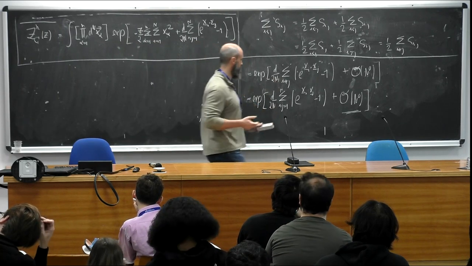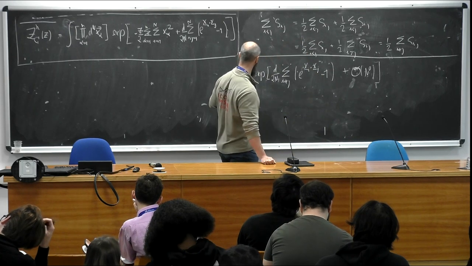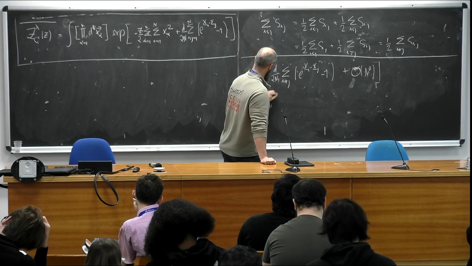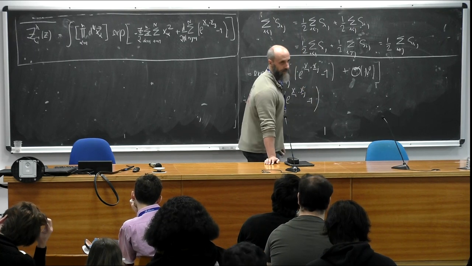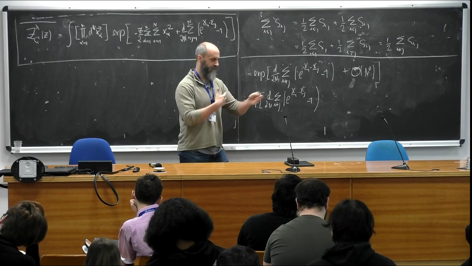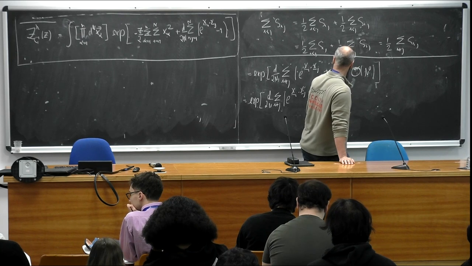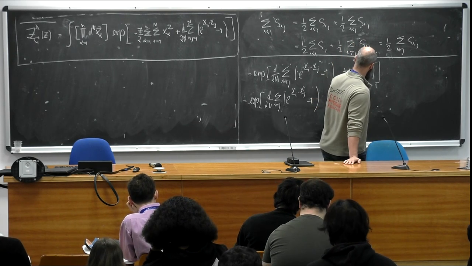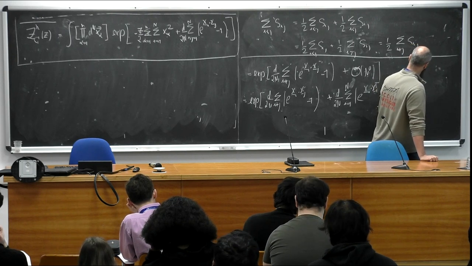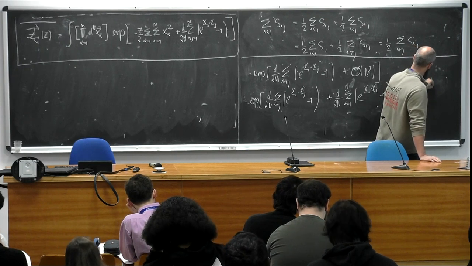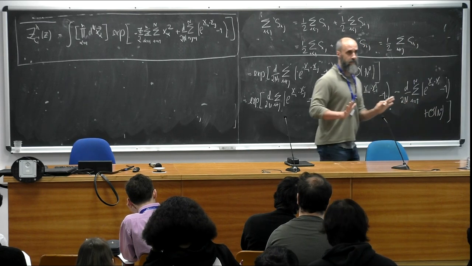Let me do it step by step. We have d divided by 2n, the sum for all i and j, but i different than j, of the exponential of this scalar product minus 1. And I'm going to add a zero to this expression, but in a smart way. I add plus d divided by 2n, the sum for i from 1 to n of the exponential of x i scalar product with x i minus 1, minus the same term. And remember that I have terms of order n to the 0. So far, so good?